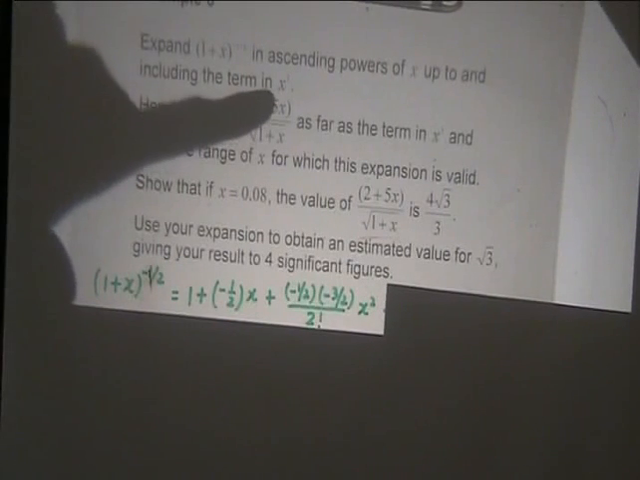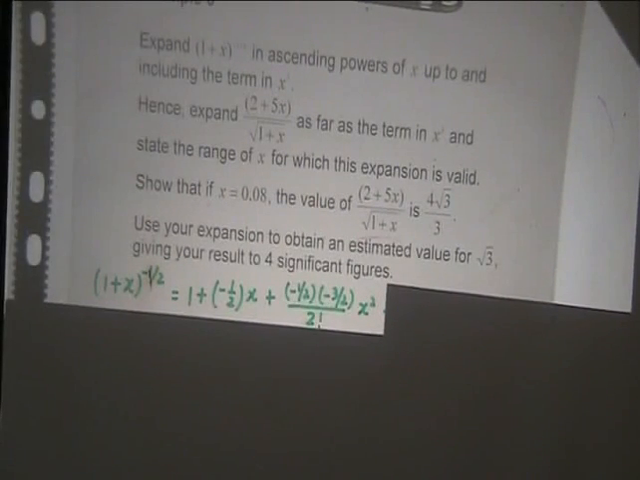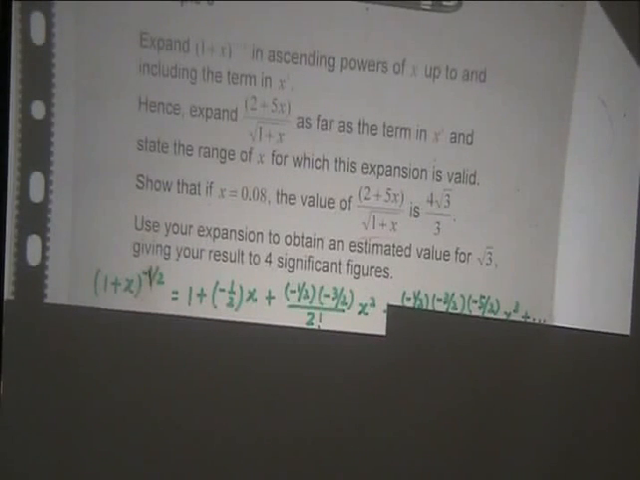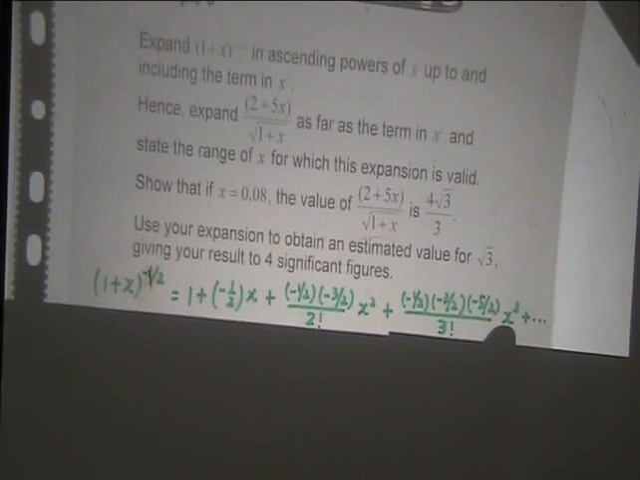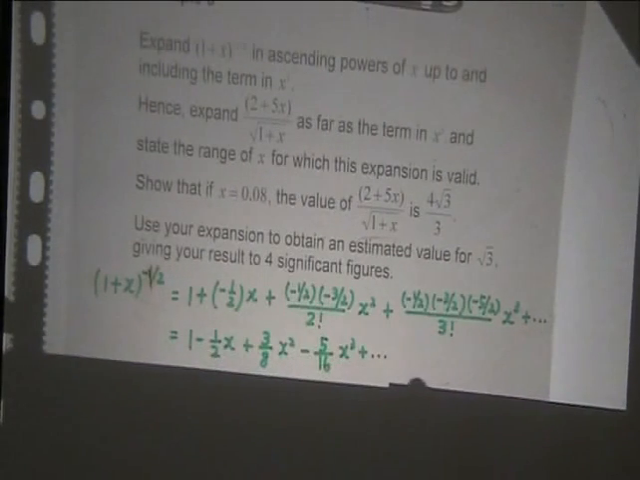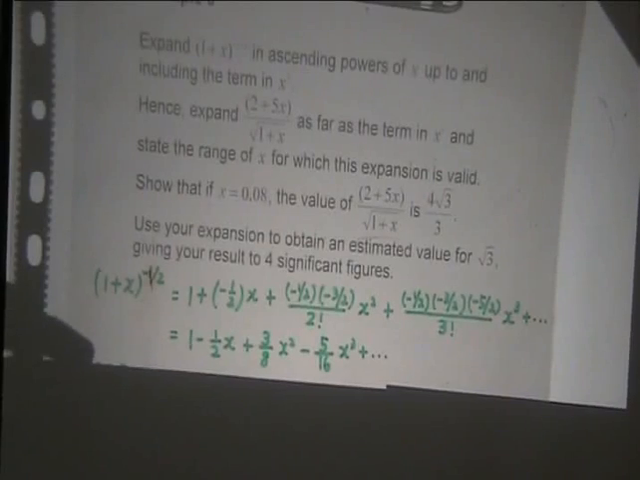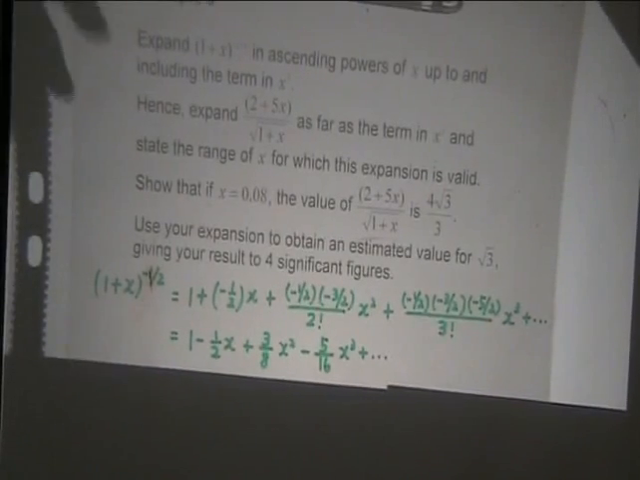Okay, we want the term in x cubed, so we will do one more term. The next one will be n times (n minus 1) times (n minus 2). So I will have minus half times minus 3 over 2 times minus 5 over 2, over 3 factorial, times x cubed, and so on. Okay, so simplifying, we will get this. So this is the answer to our first part.